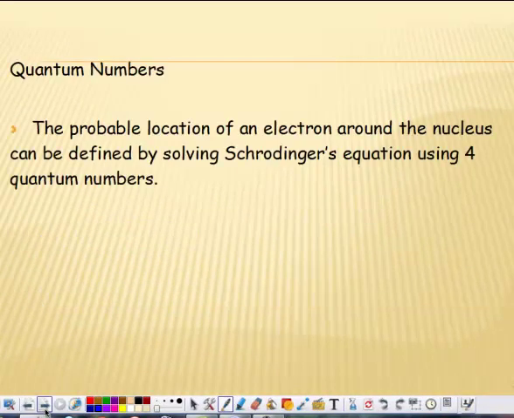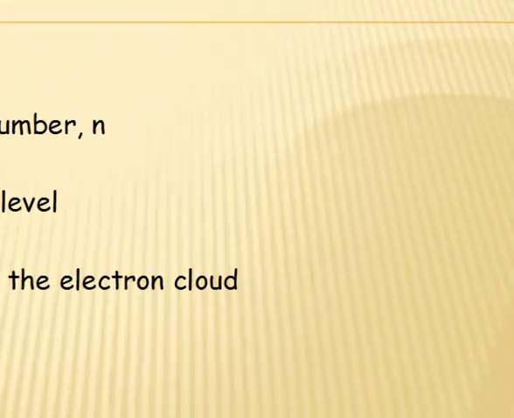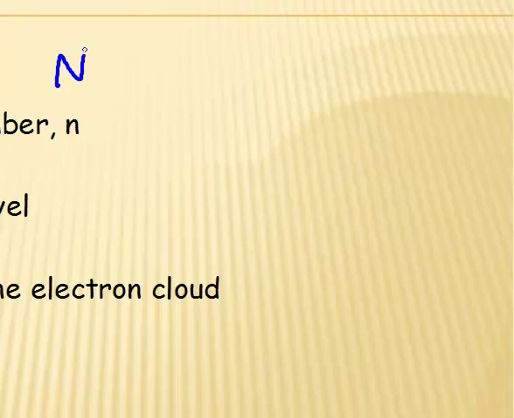The probable location of an electron is defined by, we're simplifying things here, but basically we're solving Schrodinger's equation and coming up with these values. And we refer to them as quantum numbers. All right, so the principal quantum number is designated with the letter n, sometimes capital N, but usually a lowercase n. It represents the energy level.